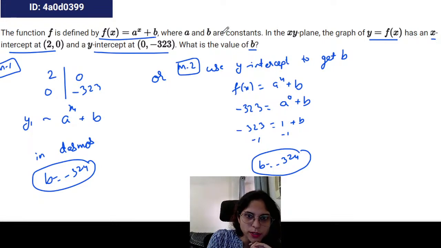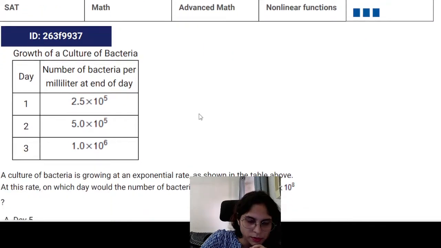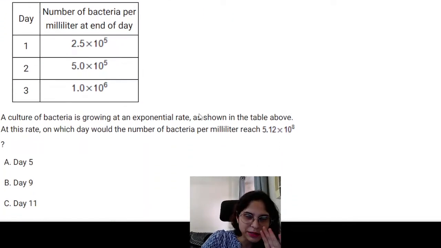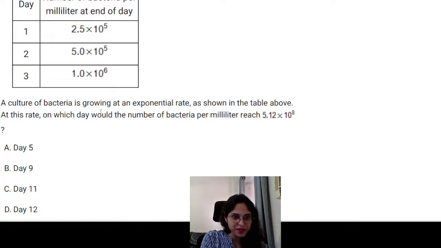Next question is question number 17. So that's on page number 18. Whenever you see bacteria, that means they're talking about exponential. Okay, day is given to you. Bacteria is growing at an exponential rate in the table above.